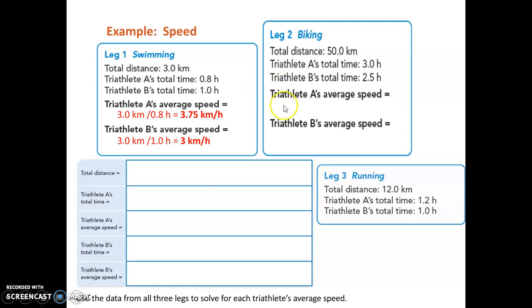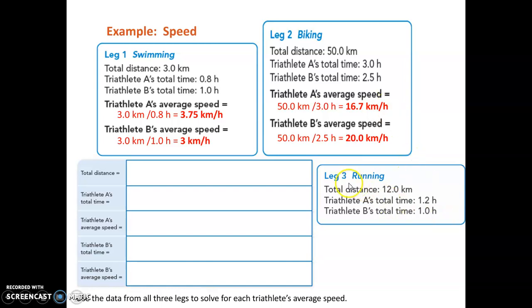So this time they're going 50 kilometers, and triathlete A did it in 3 hours. So if we calculate out the average speed, we get 16.7 kilometers per hour. Doing it again for triathlete B, same distance, 50 kilometers, this time divided by 2.5 hours, we get 20 kilometers per hour. So this time they were a little bit faster than triathlete A.